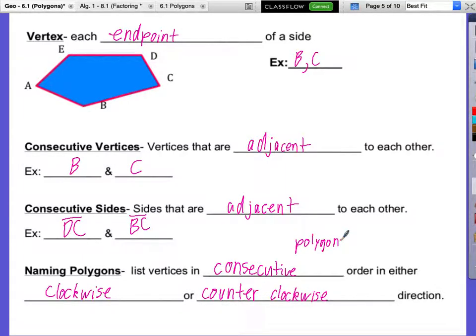So this would be a polygon. Somebody give me a name of this five-sided polygon. A, B, C, D, E. That works. Because we started at point A and we went counterclockwise around, and you didn't miss a point.